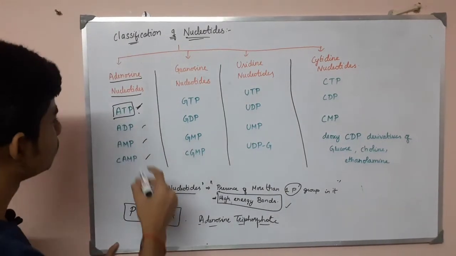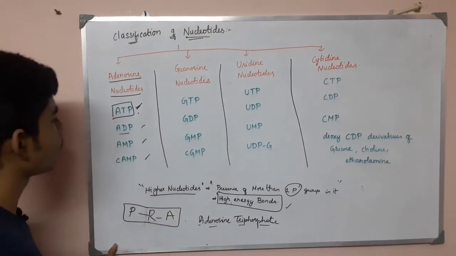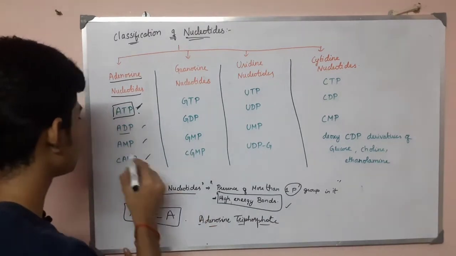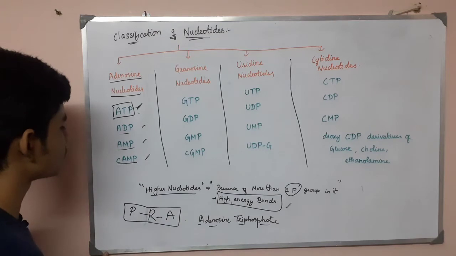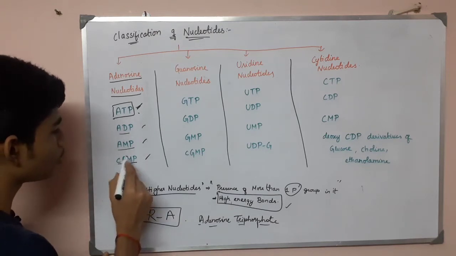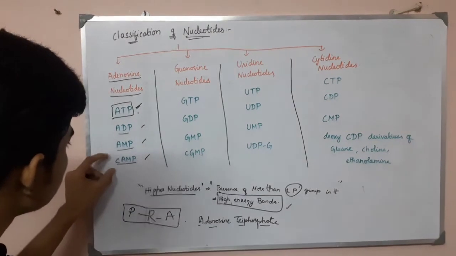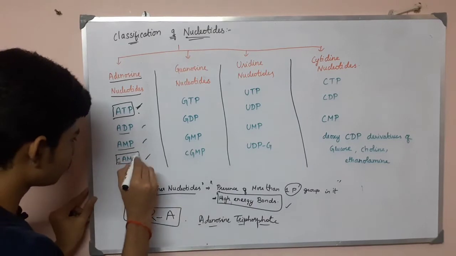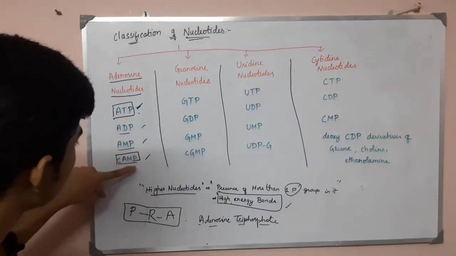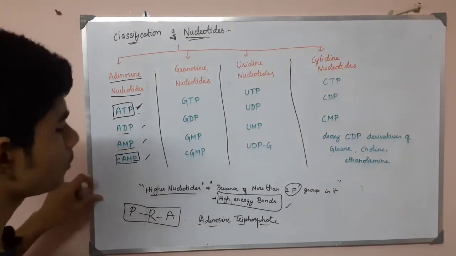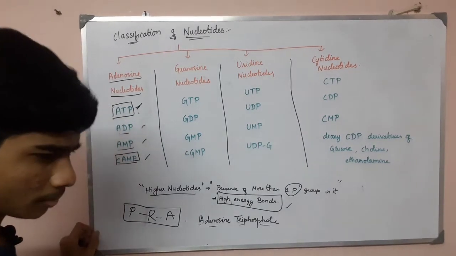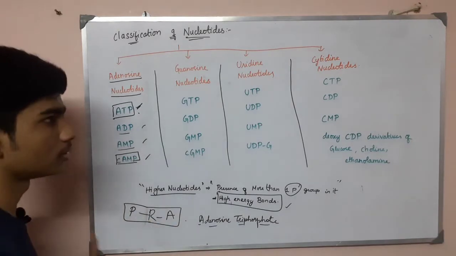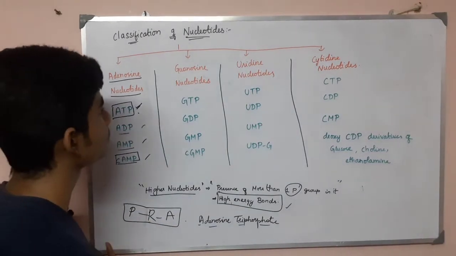So this is ATP and ADP. ADP is adenosine diphosphate, AMP is adenosine monophosphate, and cAMP is cyclic adenosine monophosphate. This is also a more important compound which serves as a messenger, which is involved in hormone transformation and hormone uptake of cells. We will see this in detail in a later session.